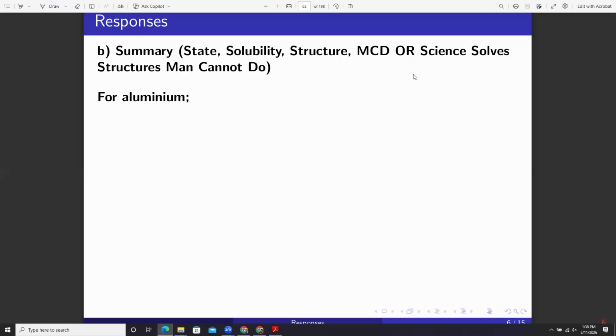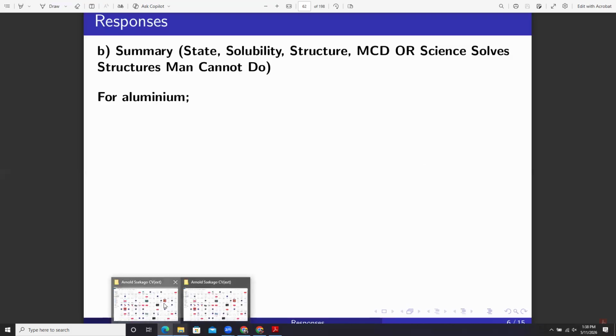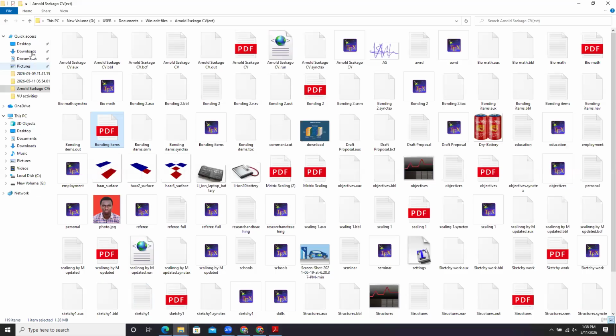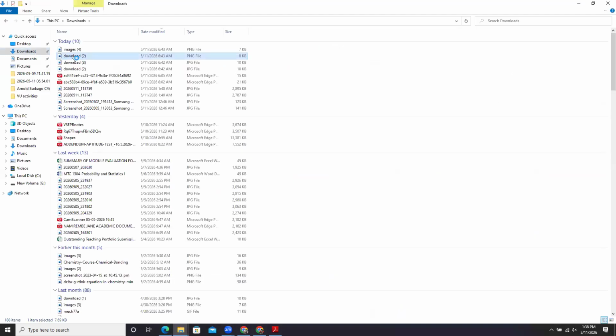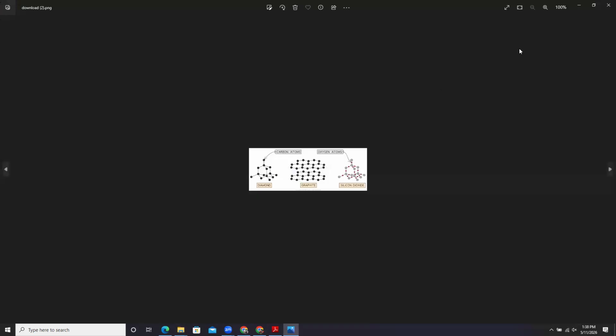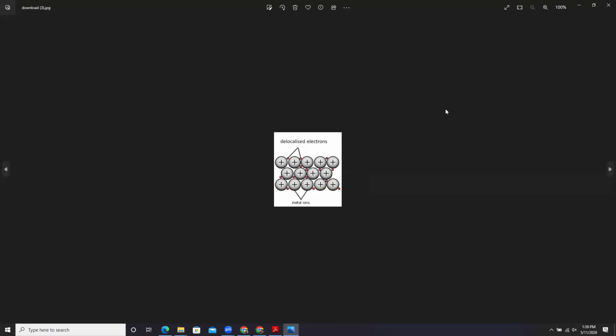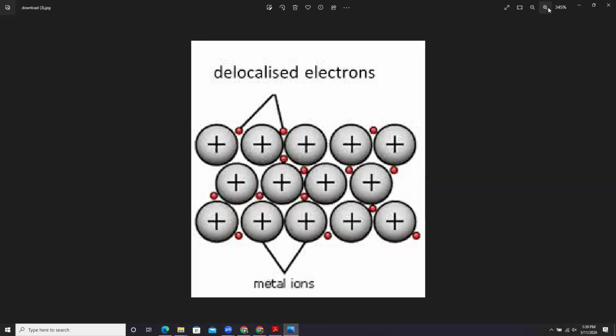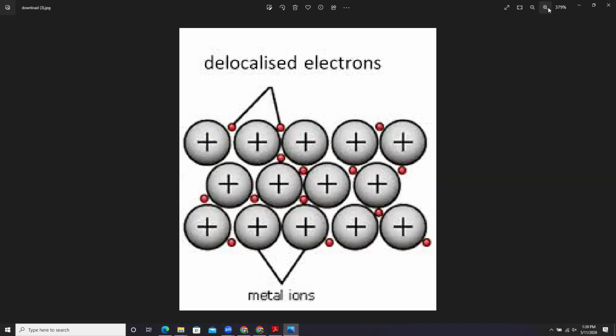So for aluminium, aluminium is a metal. How do metals exist? By the way, let me remind you that for aluminium we are dealing with a giant metallic structure which has this form. Previously we saw that the giant metallic structure has metal ions that are attracted to delocalized valence electrons of a metal via metallic bonds. So that is the giant metallic.